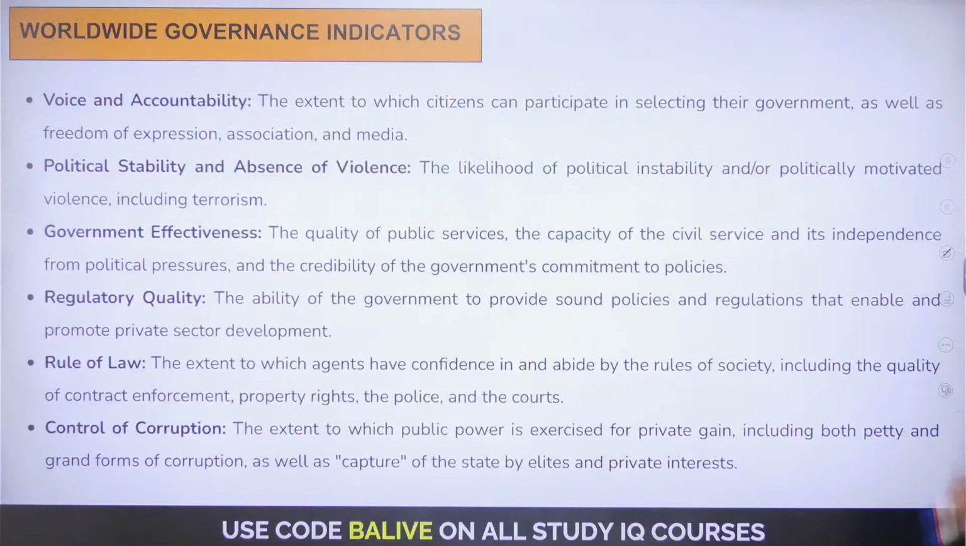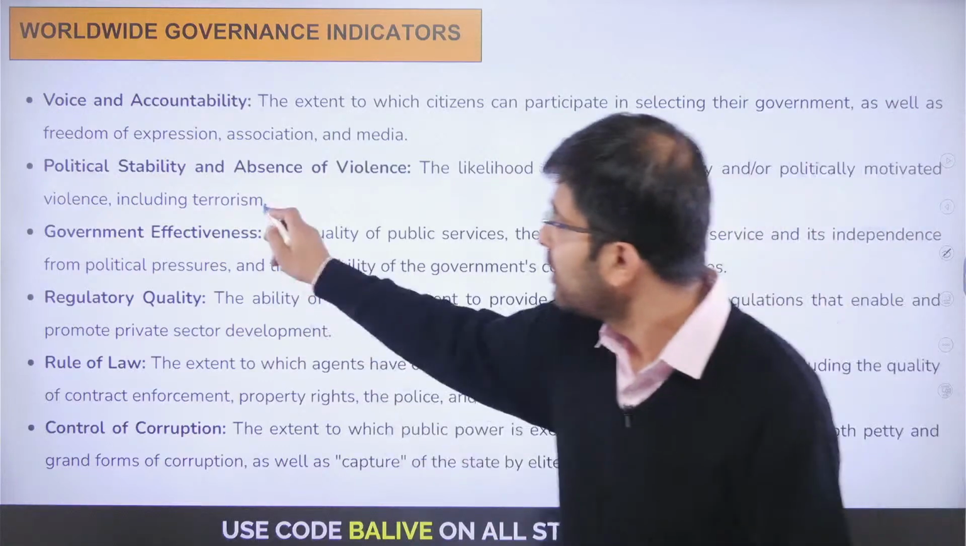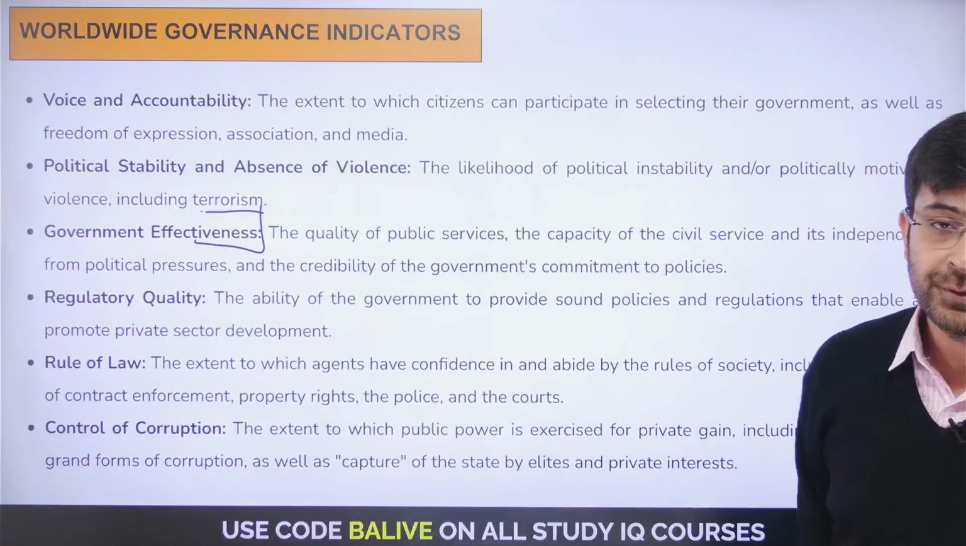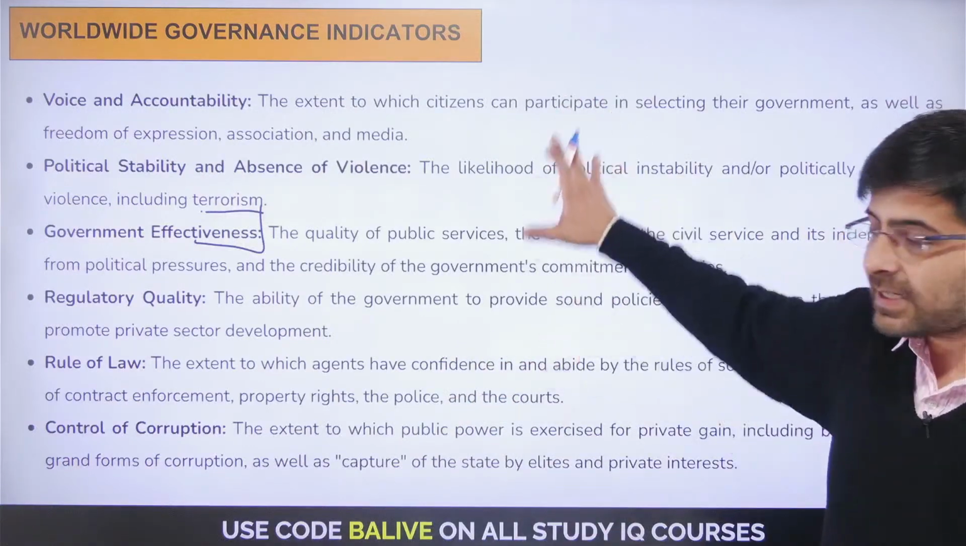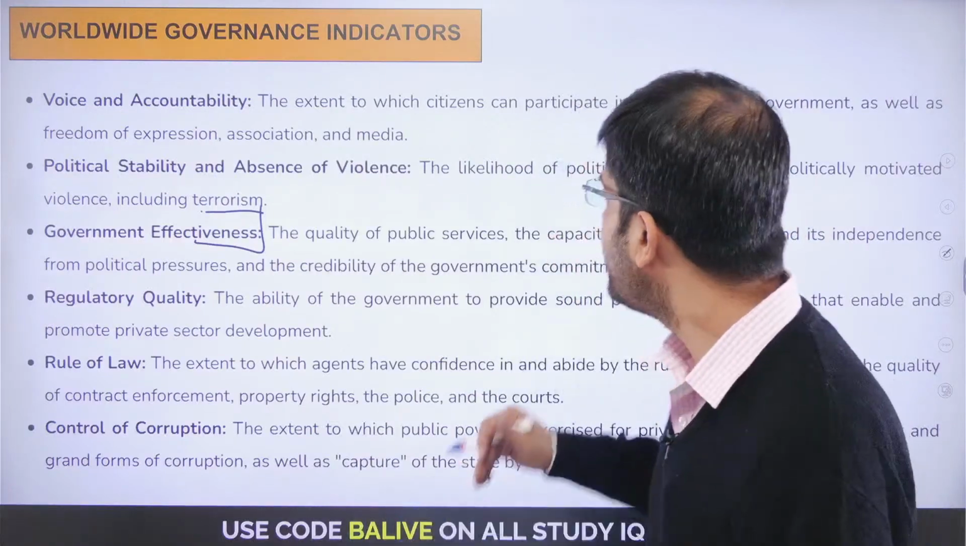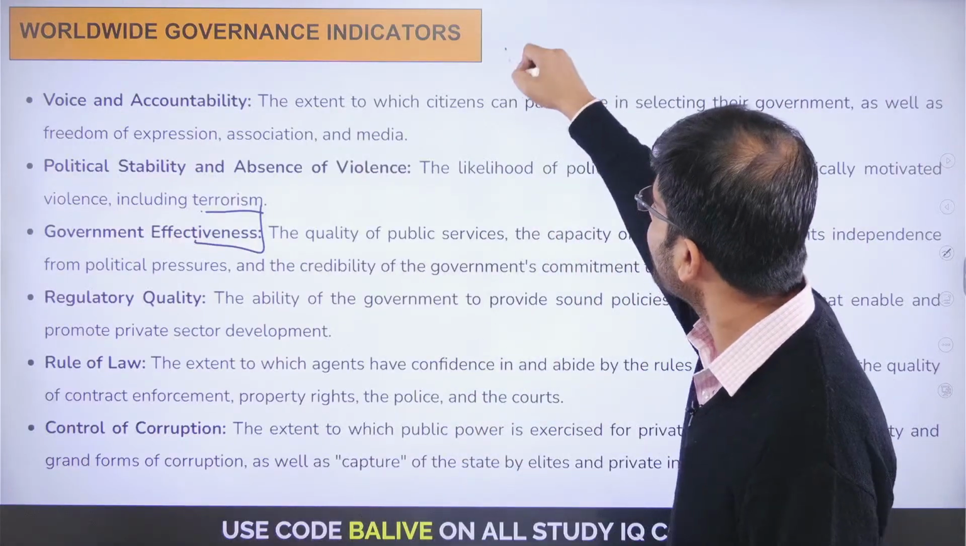Now let's look at the indicators. Voice and accountability, political stability, regulatory quality, governance effectiveness. This is where India has been given 63% marks. Rule of law and control of corruption. Now, all of these are fair indicators, guys. But the problem is in terms of the upstream and the downstream.